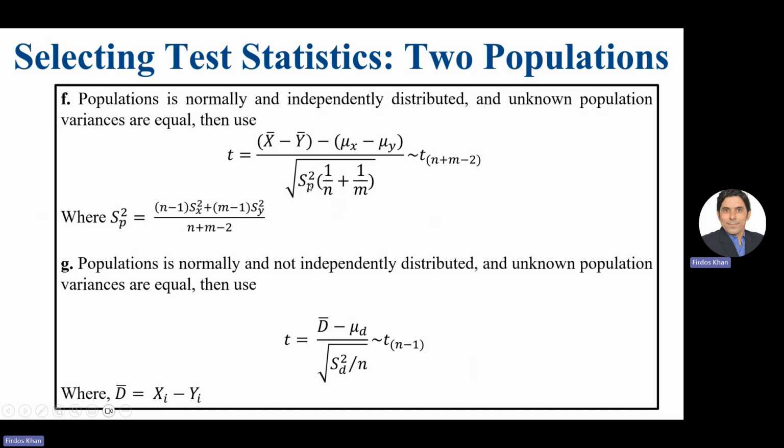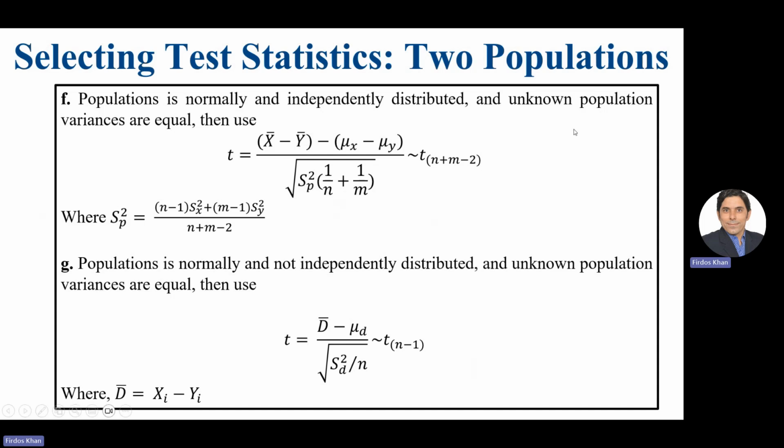So you can do it this way when these assumptions are met: the populations are normally and independently distributed and the unknown population variances are equal, as can be mentioned in the problem. That indicates you can use this test, which is again distributed as a T with n plus m minus 2 degrees of freedom. Now the last case is G, and in this case the populations are normally but not independently distributed and the unknown population variances are equal.